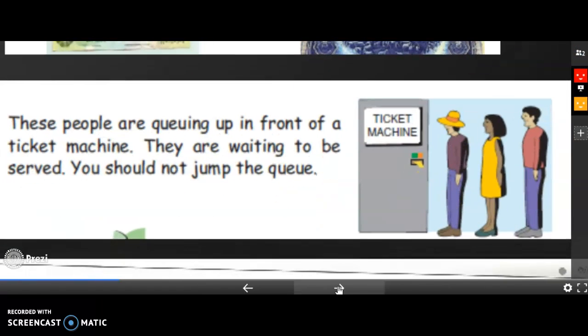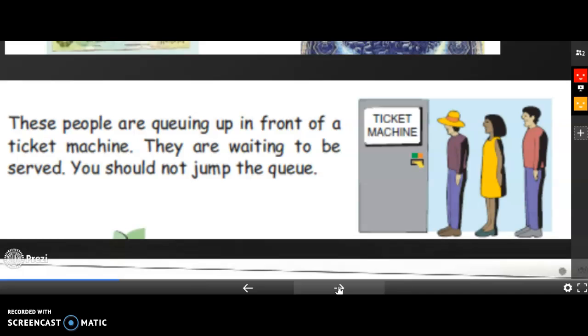Okay. Now, I'd like you to look at the picture. What can you see in the picture? Some people and a ticket machine. Very good. So, where are the people? The people are queuing up in front of a ticket machine. Very good. Yes, the people are queuing up in front of a ticket machine.